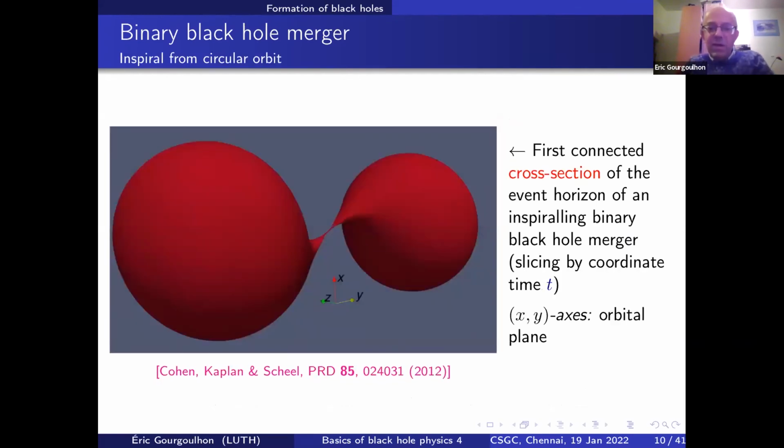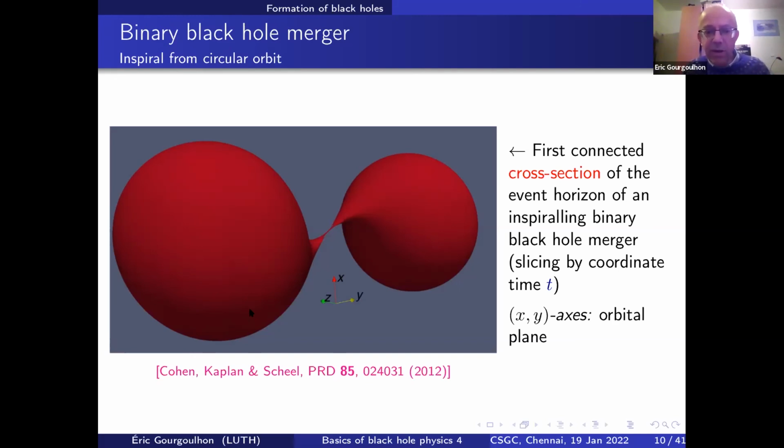Okay, this is now an overview from numerical relativity, but this time for a binary black hole merger from circular orbits. Initially, this is an orbiting binary black hole, so this is closer to what is observed by LIGO Virgo. And this is a 3D view of a cross-section of the event horizon.